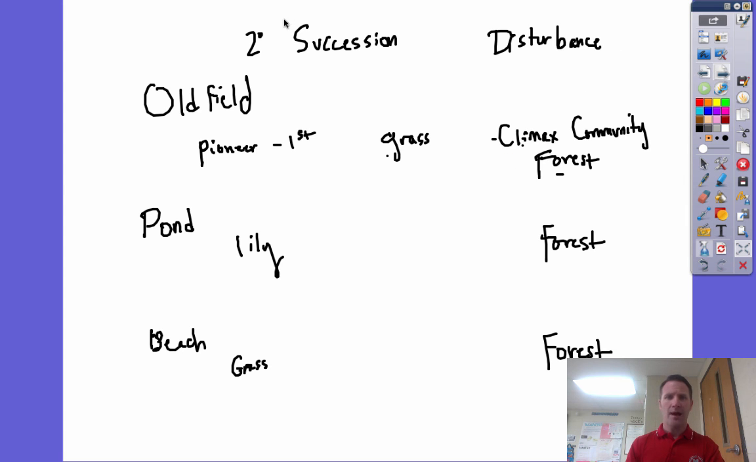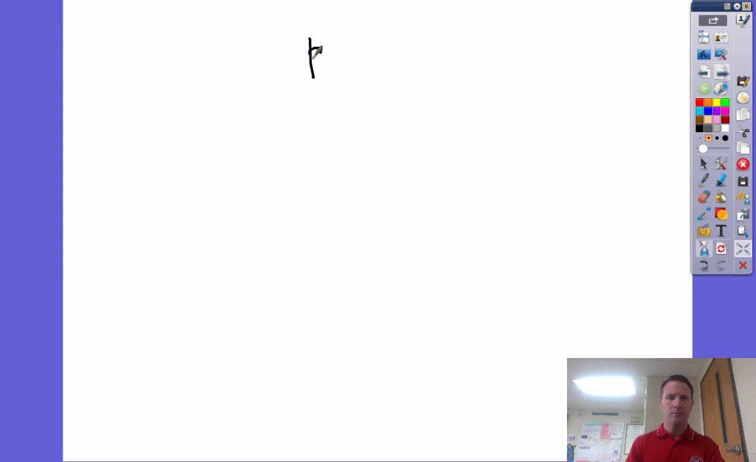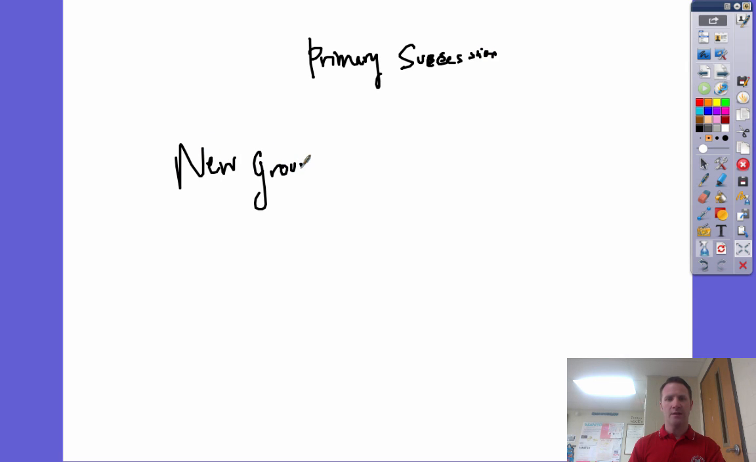Okay? Primary succession is a little bit different in that primary succession is basically new ground. So that either means like a lava flow, hard ground, or something like that. Usually that pioneer species is going to be a lichen.